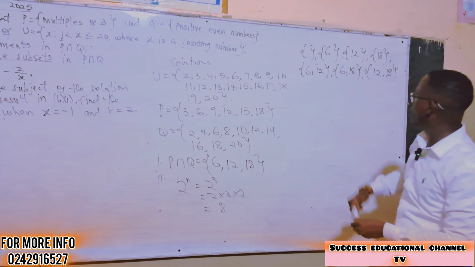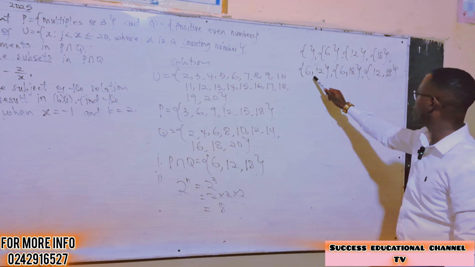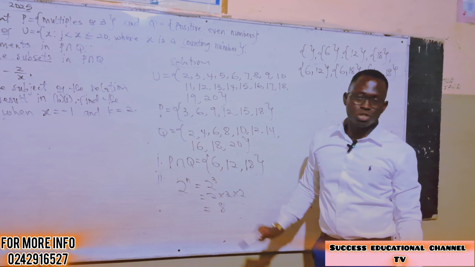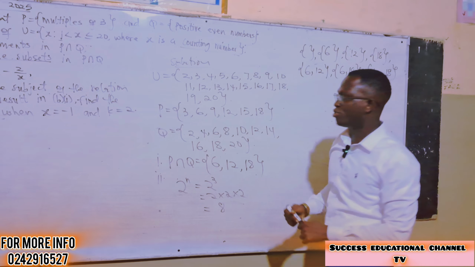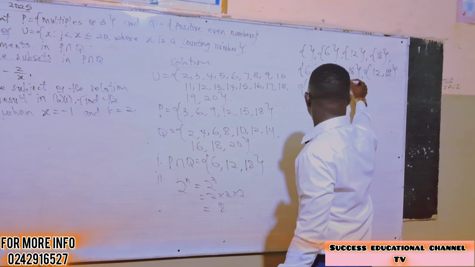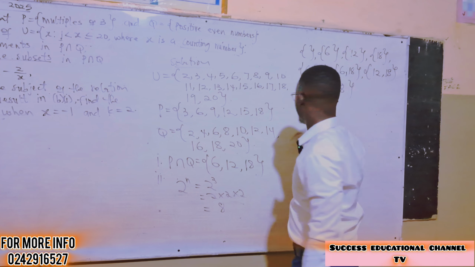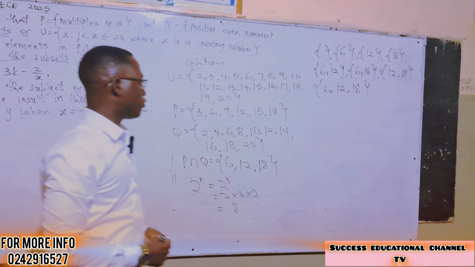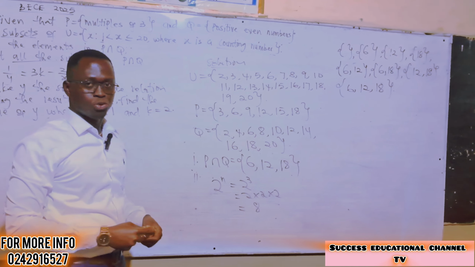Now realize that we are having 1, 2, 3, 4, 5, 6, 7. We are supposed to have 8. So the last one is the set itself, which is 6, 12, and 18. After this, we are done. Your full mark will be given to you.